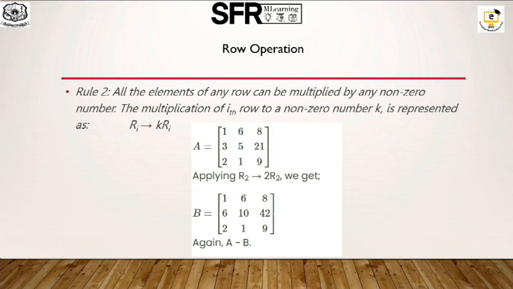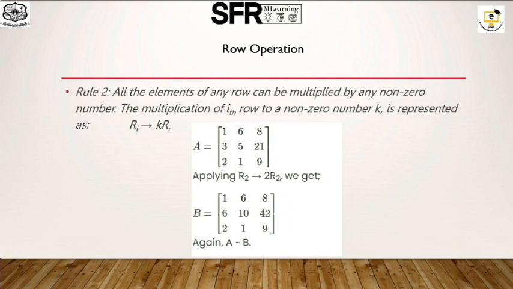The first element is 3, so 3 into 2 is 6. Then the second element is 5, so we multiply by 2 and obtain 10. Then the third element in the second row is 21. Therefore, 21 into 2, we get 42. Then there is no change in the third row, so the same elements 2, 1, 9 also appear in the second matrix B.